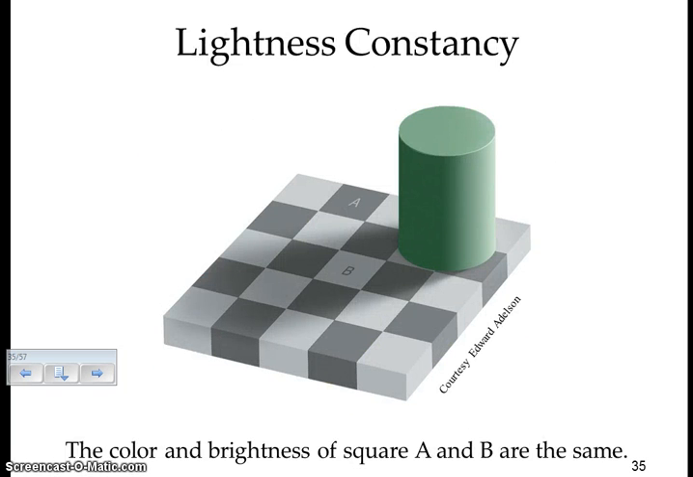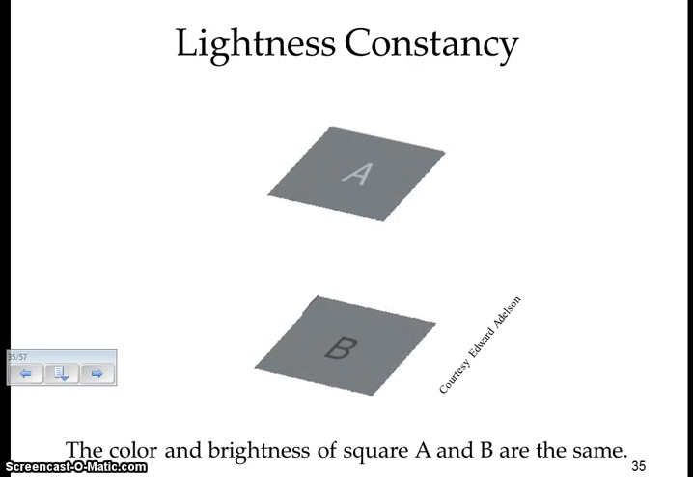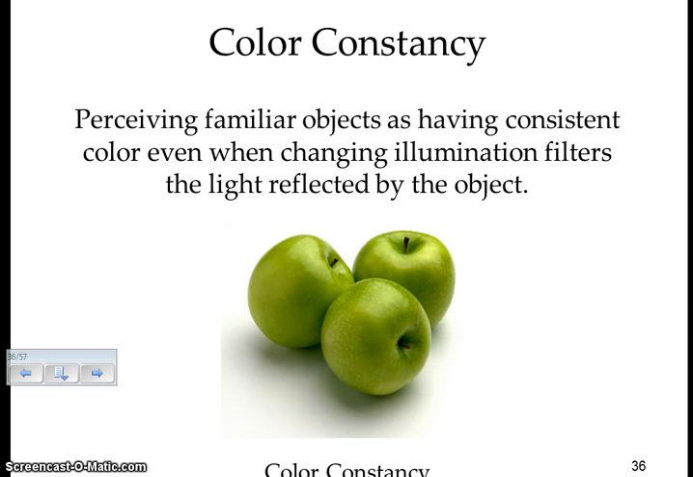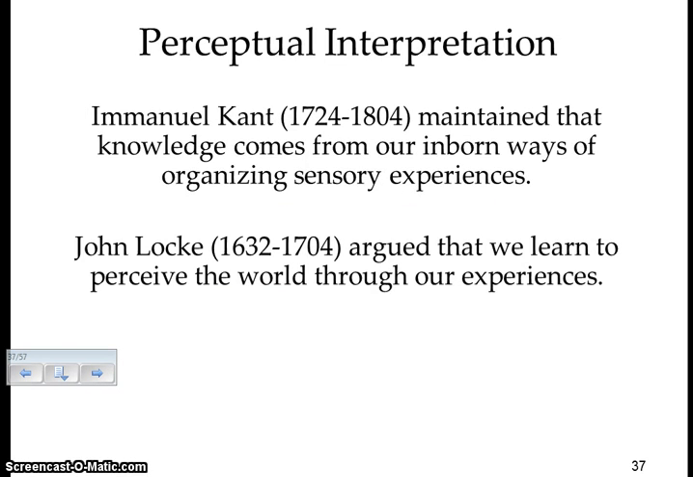Lightness constancy: the lightness, the color, the brightness of square A and B are the same. They're the same. It just looks different because of the way of shadows. Same thing, color constancy. We looked at this in chapter 5 in sensation. It is perceiving familiar objects as having consistent color even when changing illumination filters the light reflected by the object. So you see how it changed.